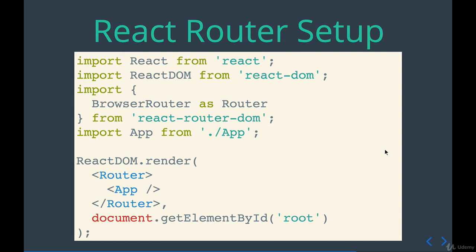And here's what setup looks like in your code. So at the top level of your application, you're going to import BrowserRouter, and typically I like to rename it as Router. And then when I'm rendering my top level component like App, I will wrap it in a Router. So this setup is necessary in order to use any of the components that we're going to talk about next.